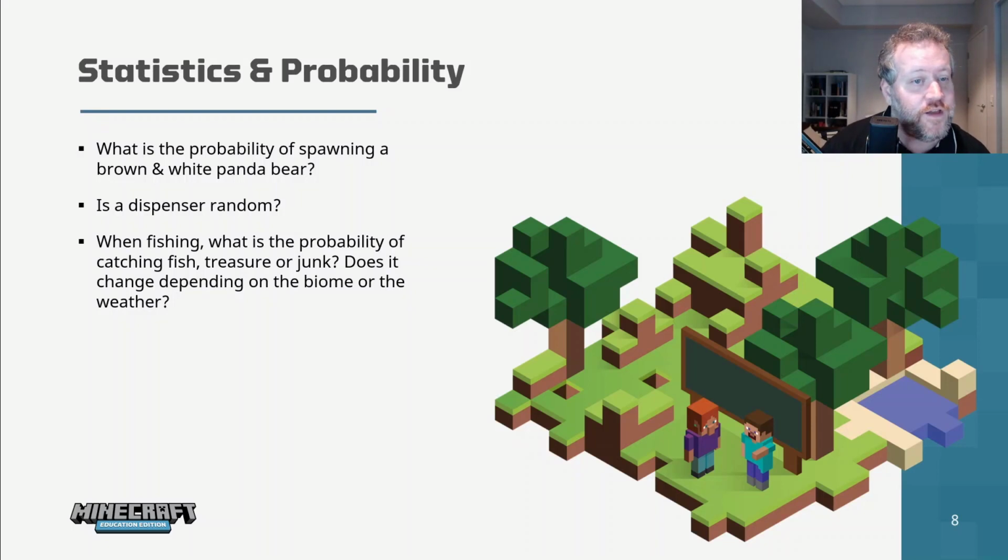A world I'm going to show you very shortly is a fishing world. And when you fish in Minecraft, you can either catch fish, treasure or junk. What's the likelihood of catching one rather than the other? And does it change depending on the weather, or whether you're in a boat or on the shore or in the ocean or on a river? So there's a lot of questions there that come into all of the different areas of the maths curriculum.